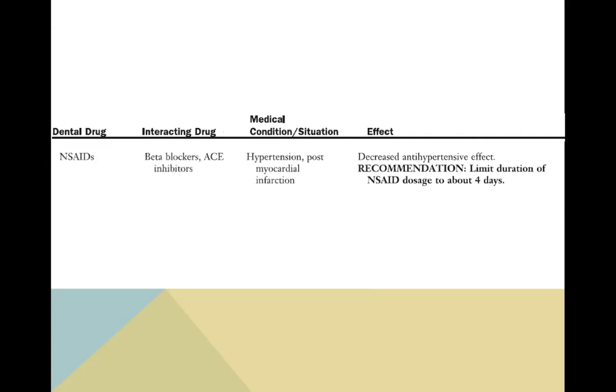NSAIDs have the potential to exacerbate pre-existing hypertension and increase the mean arterial pressure in susceptible patients. The hypotensive effect of calcium channel blockers, ACE inhibitors, beta blockers and all the medications taken by these patients is antagonized by the use of NSAIDs. Therefore, limiting the duration of NSAID dosage to 4 days is recommended.